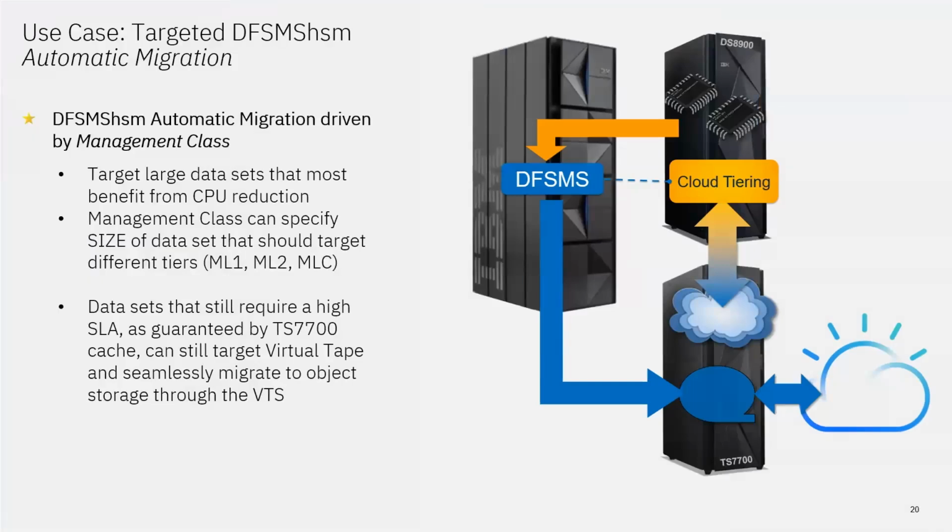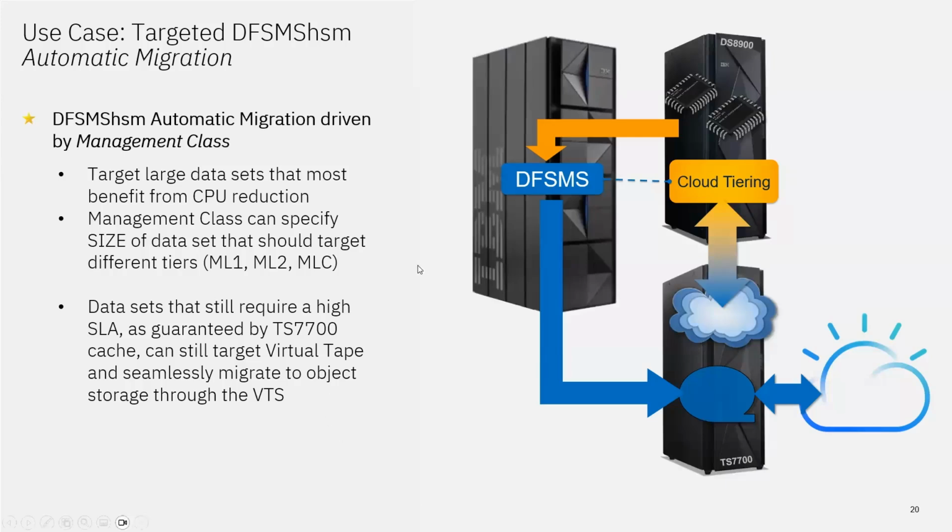So what are some use cases? A use case would be automatic migration, and that's where you're targeting data that makes sense for transparent cloud tiering. We've all gotten very spoiled with all of the virtual tape because you can recall data very quickly. And because this is over Ethernet, it's not going to be as fast.